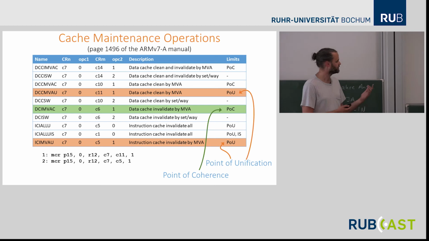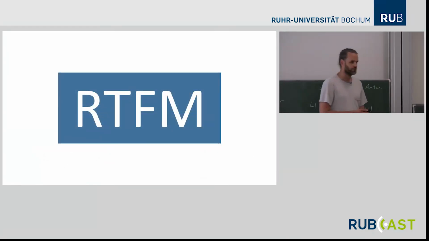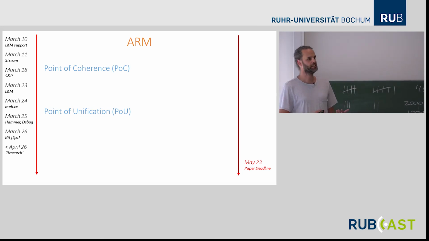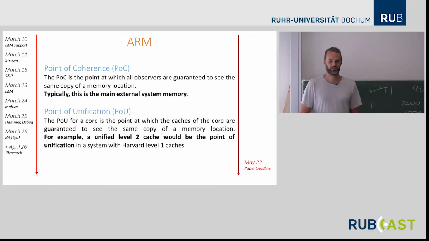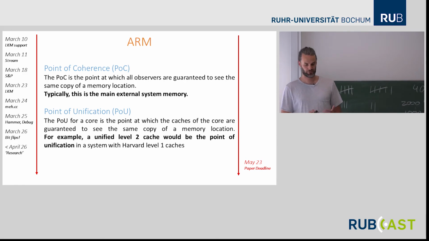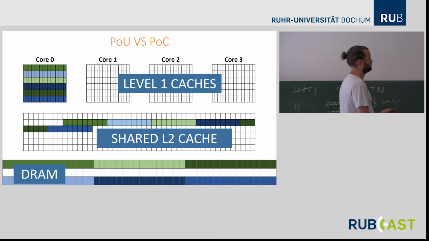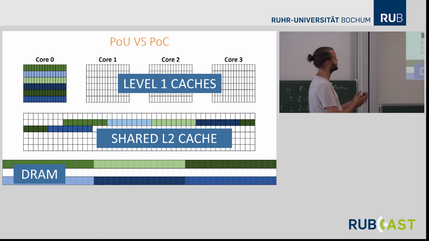So what is the difference between unification and coherence? So yeah, you read the manual, again on the beach. And then you find a definition that says that the point of coherence is typically the main external system memory. On the other hand, point of unification is a unified level 2 cache, for example, in a system with Harvard level 1 caches. So, illustrated with some figures, point of unification versus point of coherency.